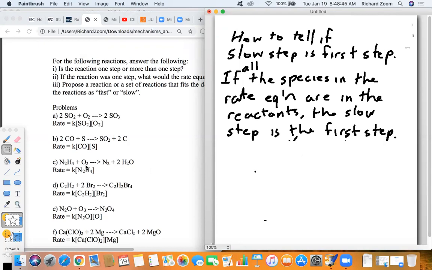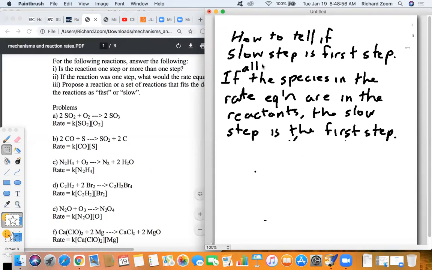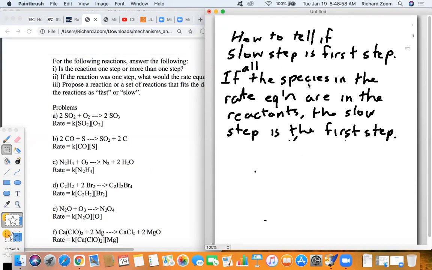Now you're saying, well, what about the O2? Well, if the O2 was in the rate equation, it would only have been one step. But look at the wording. If all the species in the rate equation are in the reactants, the slow step is the first step, not the other way around. Remember, all poodles are dogs, but not all dogs are poodles. Just because it goes in one direction doesn't mean it goes in the other. Does anybody have any questions about that one?